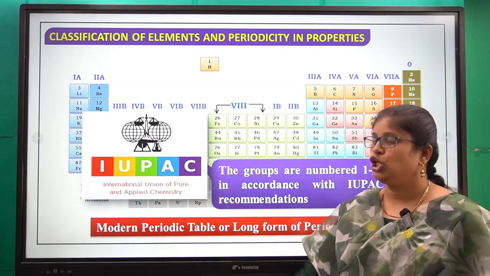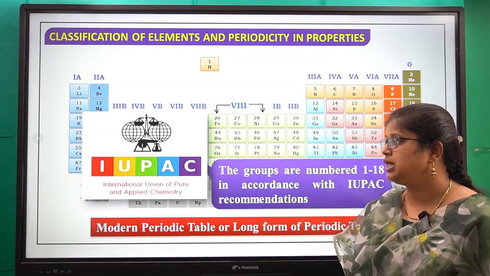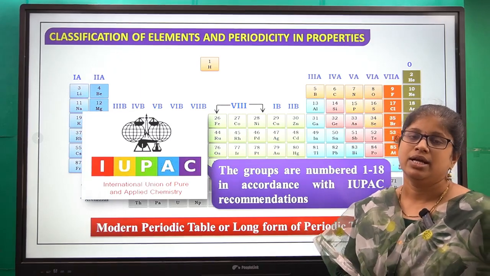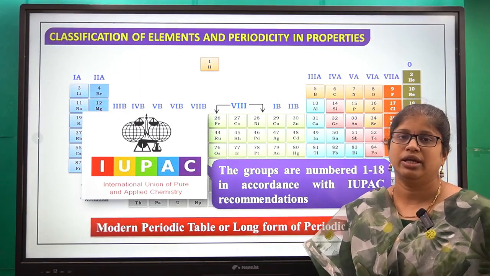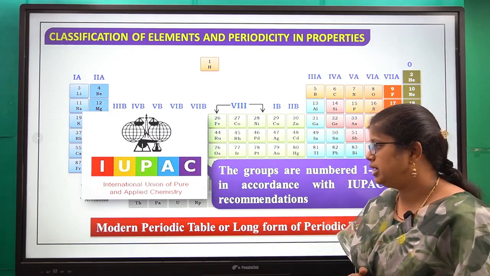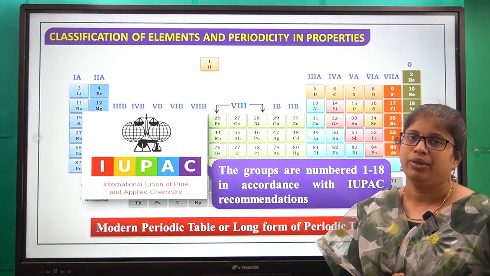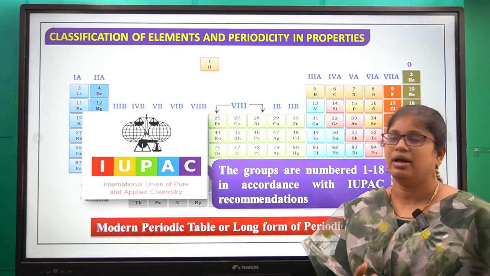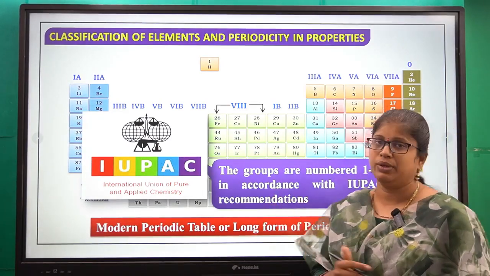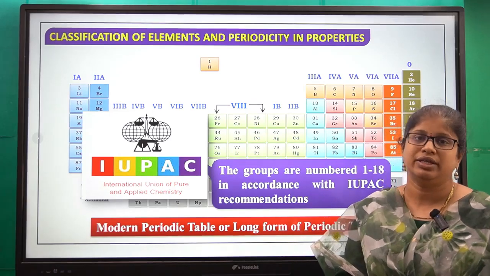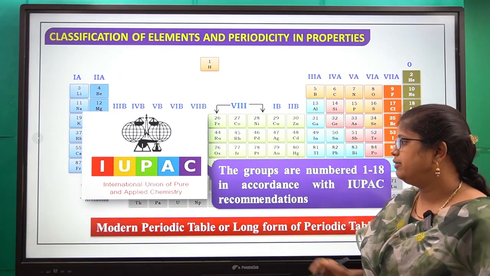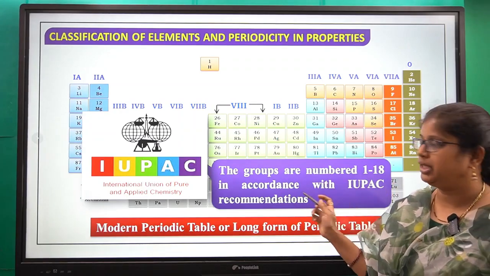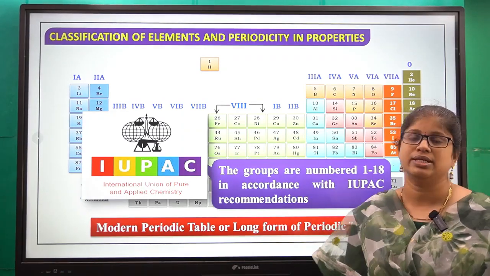So what is meant by IUPAC? International Union of Pure and Applied Chemistry. This is a group of members who take decisions and give rules from time to time to give clarity on the names as well as the atomic numbers as well as these group numbers. They take decisions about the elements and give the clarities. So the groups are numbered 1 to 18 in accordance with IUPAC recommendations.